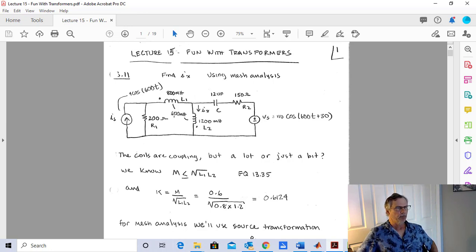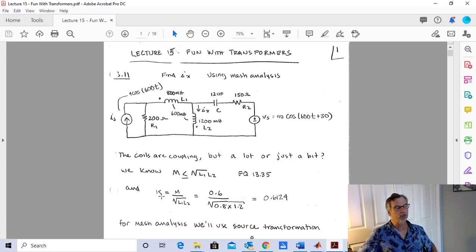So let's see. I know where my dots are, and I can see that the mutual inductance is 600 millihenries. So I'm going to ask myself, are these coils coupling a little bit or a lot? Well, I know that the mutual inductance always has to be less than root L1 L2, and the mutual inductance is actually equal to K times root L1 L2. So K goes from 0 to 1, just like we have here. M equals K root L1 L2.